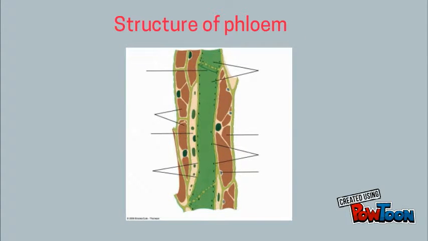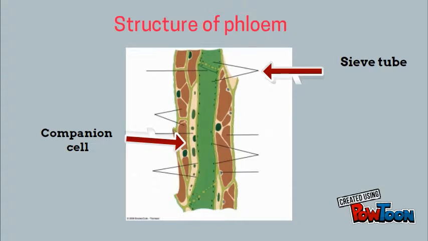Phloem tissues contain sieve elements, companion cells, and parenchyma cells mainly. They also contain fibers, sclereids, and lactiferous cells.